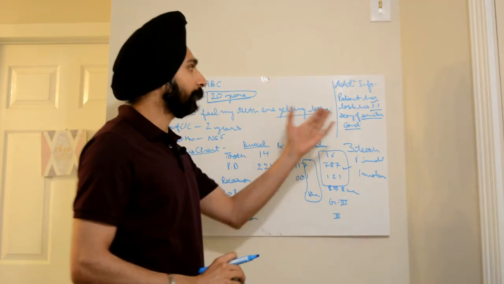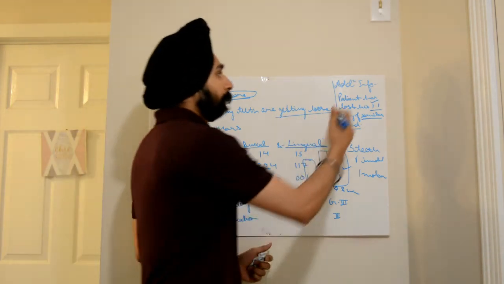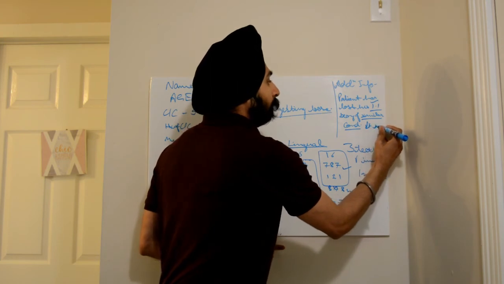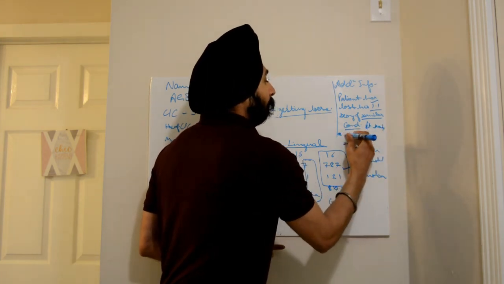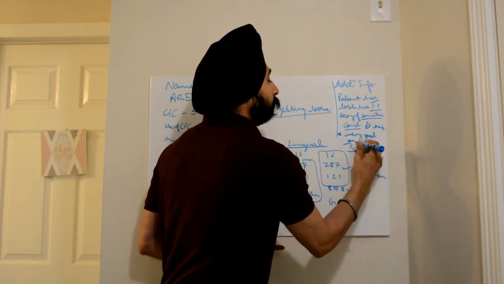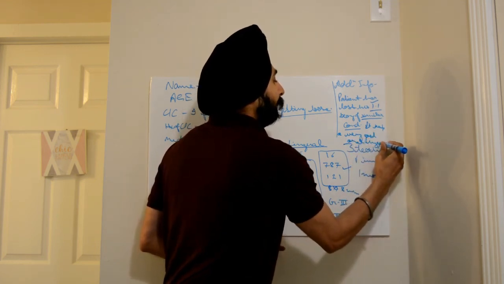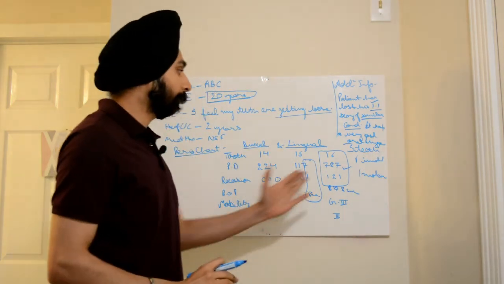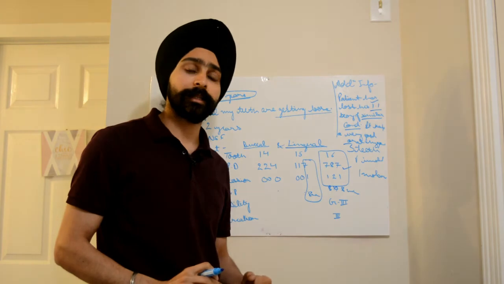Also, in the additional history, they may give that the patient keeps a very good oral hygiene. This is to show you that the clinical attachment loss does not correlate with the rapid bone loss that is present in this patient.